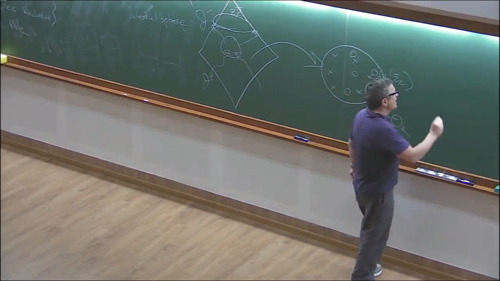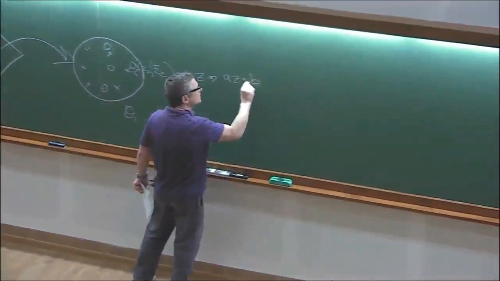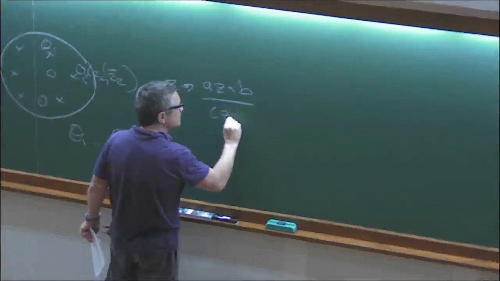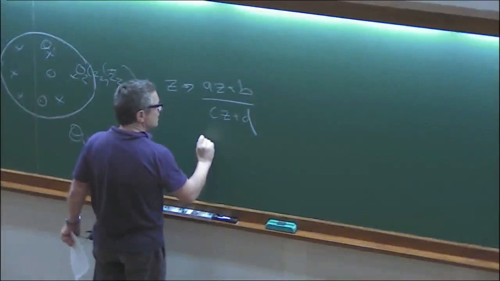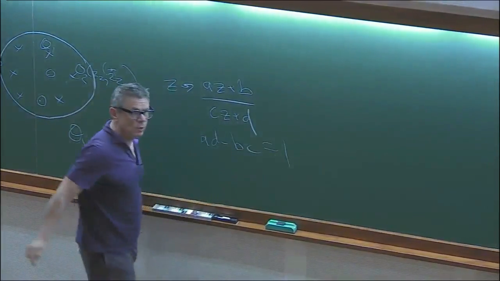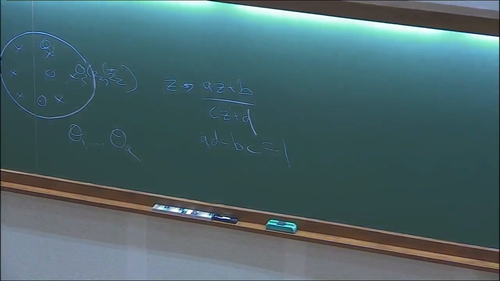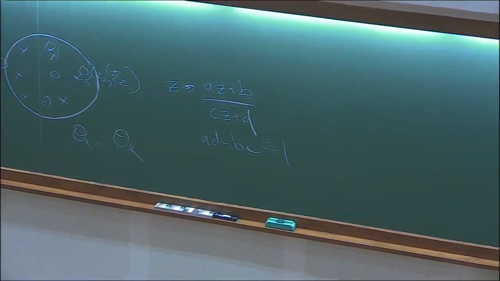Now, Lorentz invariance acts on this sphere as z goes to (az + b)/(cz + d), where ad minus bc are complex numbers that equal 1. In other words, Lorentz invariance acts on the celestial sphere in the same way that global conformal invariance acts on the sphere in a correlation function in a two-dimensional field theory.